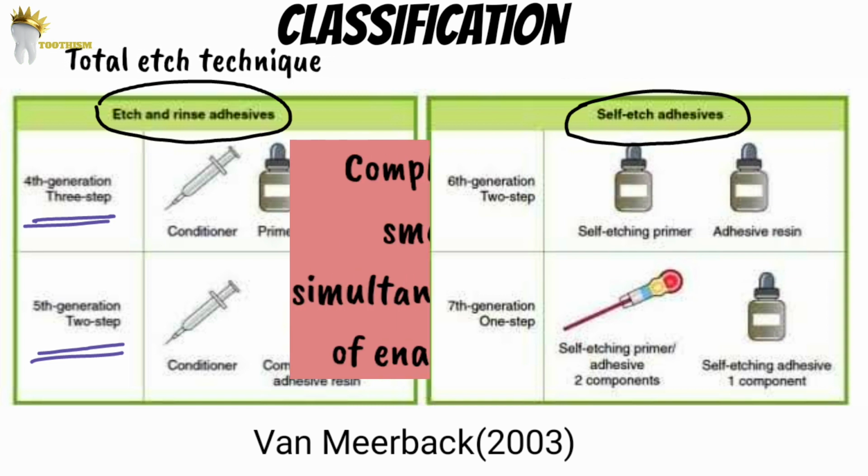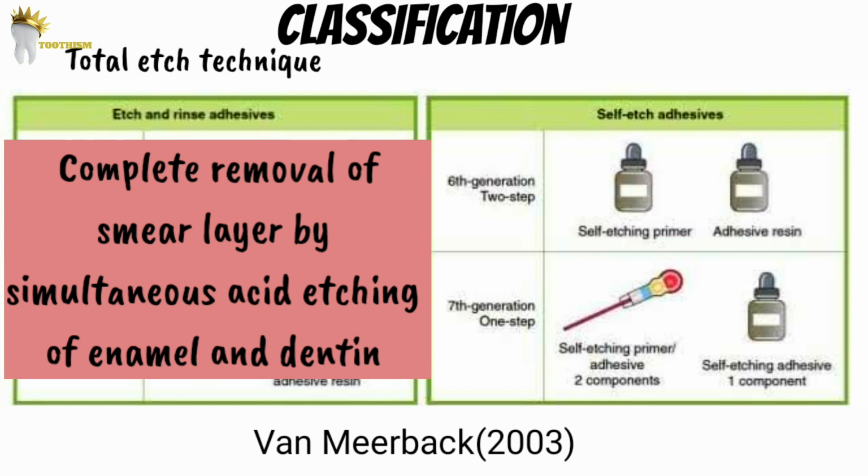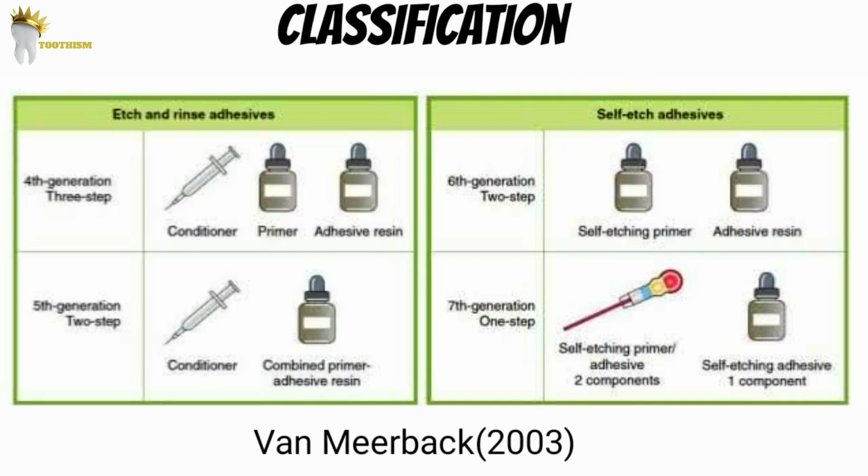Total etch technique involves the complete removal of the smear layer by simultaneous acid etching of enamel and dentin. After total etching, primer and adhesive resins are applied separately or together. The 4th generation includes 3 steps: an acid etchant application, application of the primer, application of the actual bonding agent or bonding resin. In 5th generation, they have combined the primer and adhesive resin into one step.